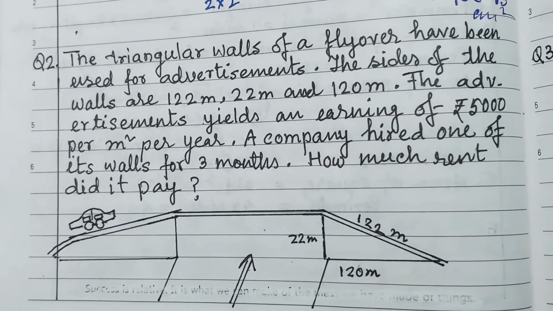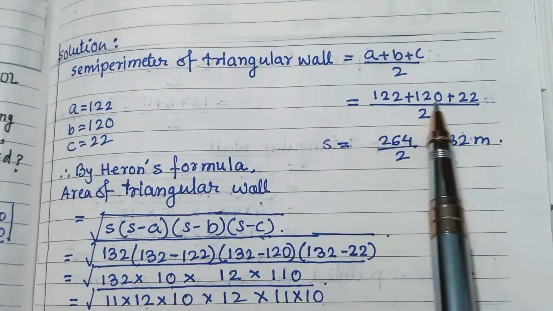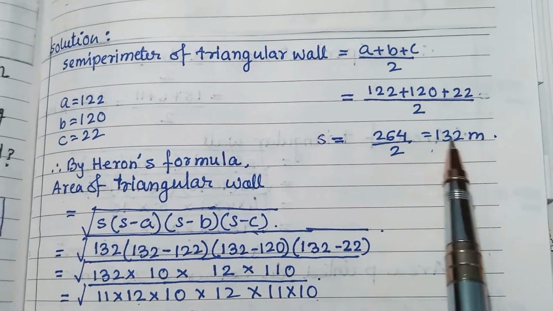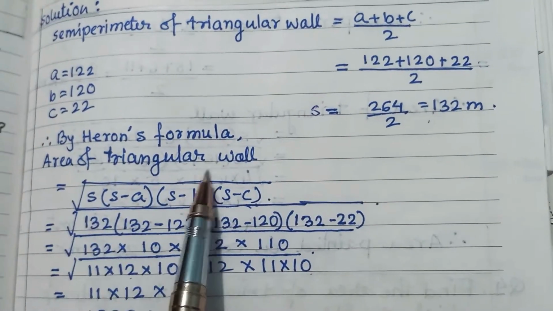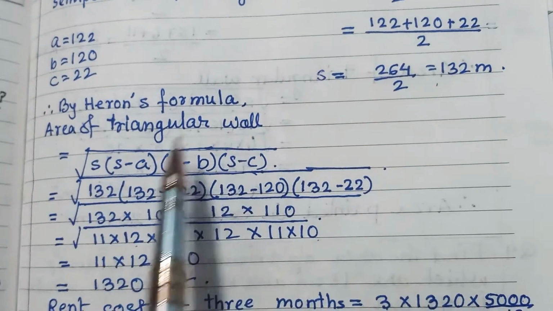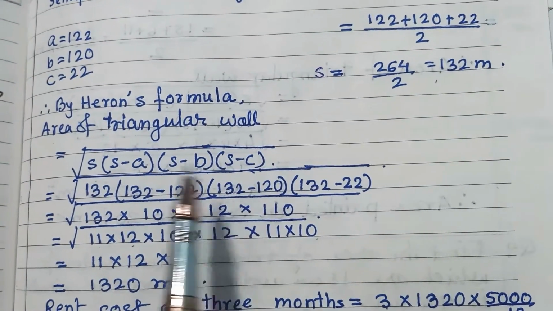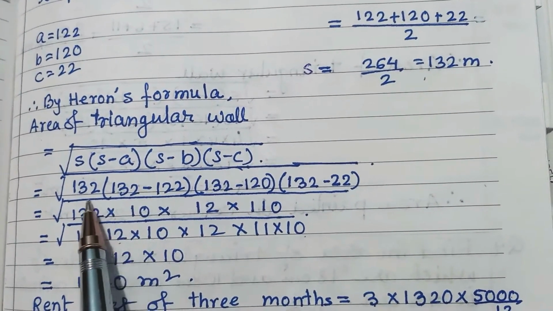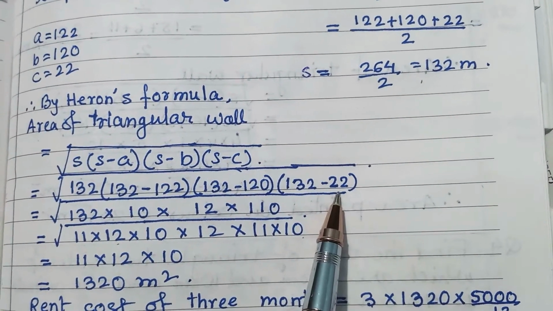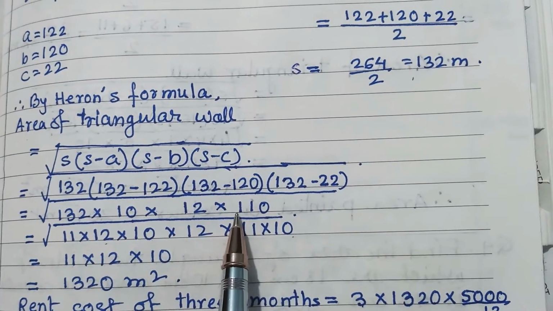Now the area of this triangle: first you have to find out the semi-perimeter. Substitute the values here and it is 132 meter. a, b, c I have written. Now write the formula. Area of triangular wall is under root s into s minus a, s minus b, s minus c. Now substitute the values of a, b, c and s. It is coming like this. Now if you calculate it, 132, 10, 12 and 110.